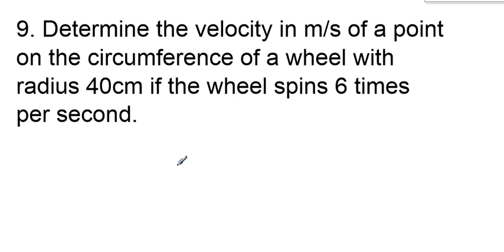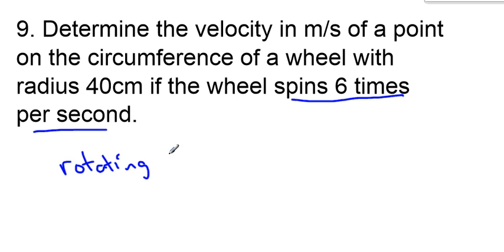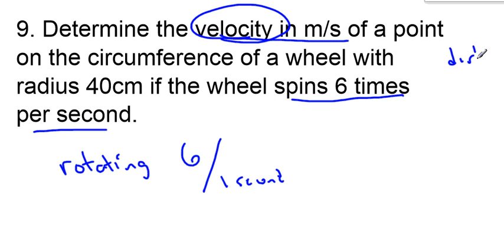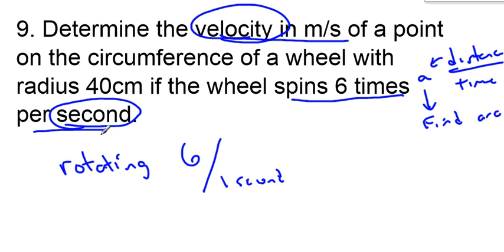Determine the velocity in meters per second of a point on the circumference of a wheel with a radius of 40 centimeters if the wheel spins 6 times per second. So the wheel is rotating 6 times in 1 second. And we want to know the velocity of a point. Velocity or speed is distance over time, and distance around a circle is called arc length. So we need to find the arc length over a certain period of time. We'll just say for now per second, because that's what we're given.